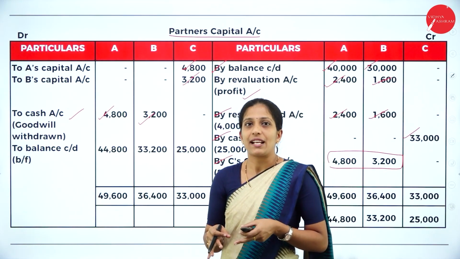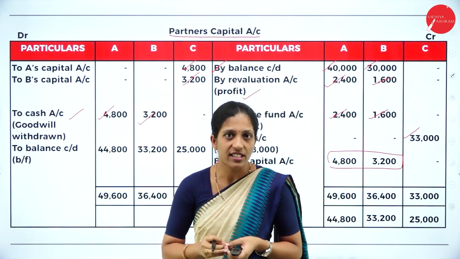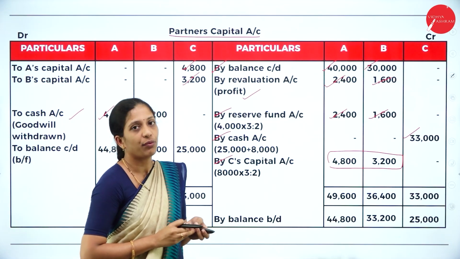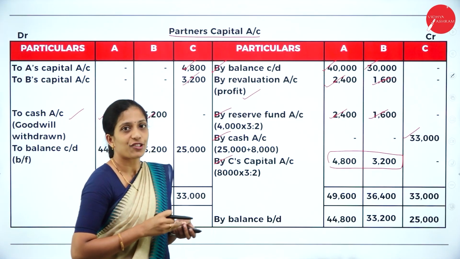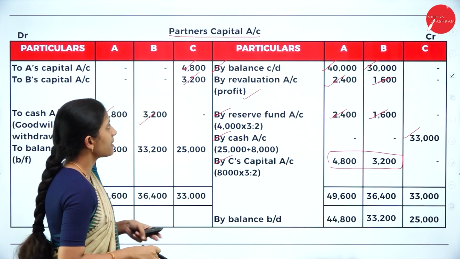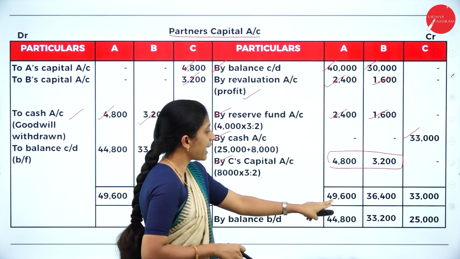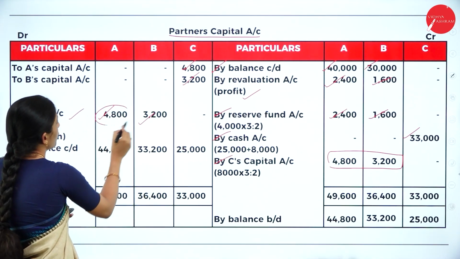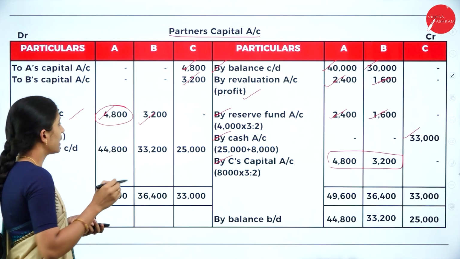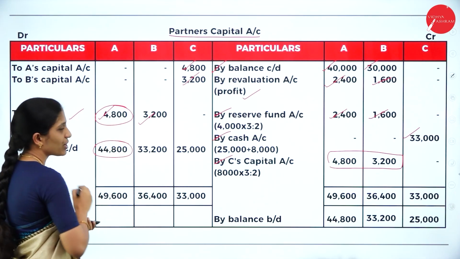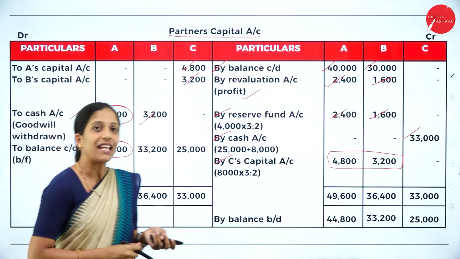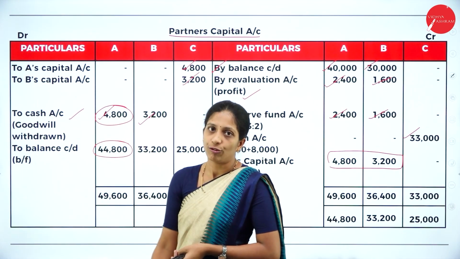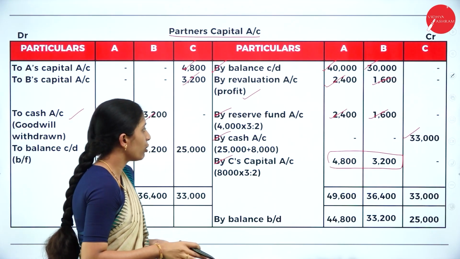So, only these many adjustments you have to record under partners' capital account. Now, you will balance both the sides. Balancing figure will be transferred to where? That is, it has to be carried down. Now, how to balance? If you add all the amount of A, it is 49,600. But here it is only 4,800 on the debit side. So, you will get a balancing figure of 44,800 which has to be carried down. So, how to write? To balance carried down, balancing figure. In the same way for B also you have to do.